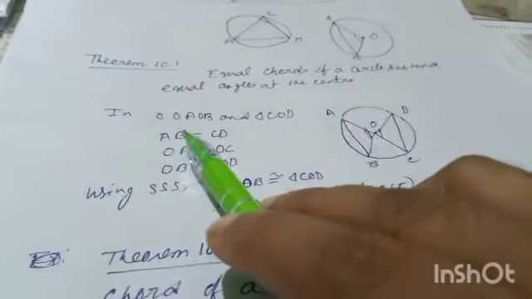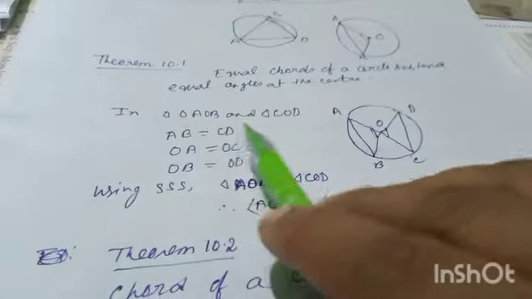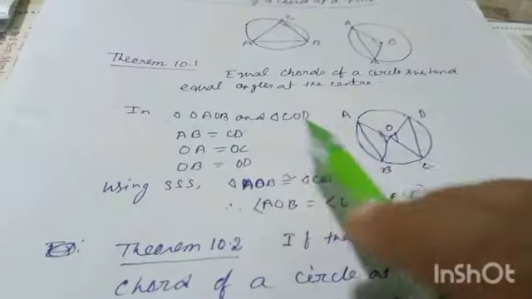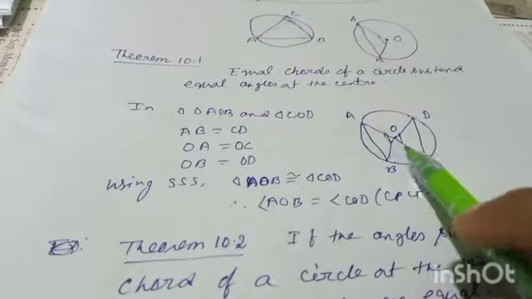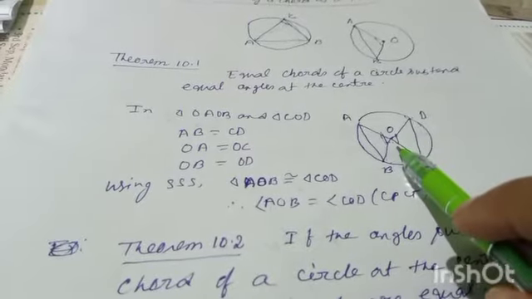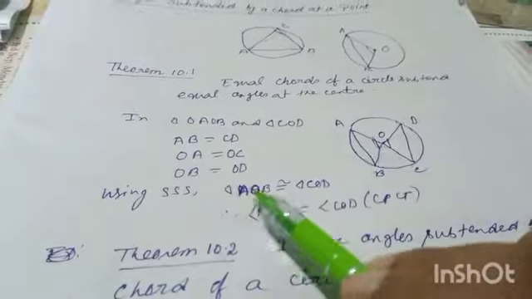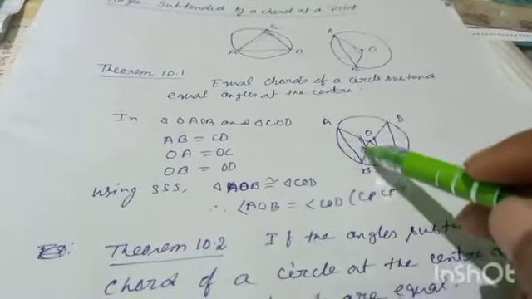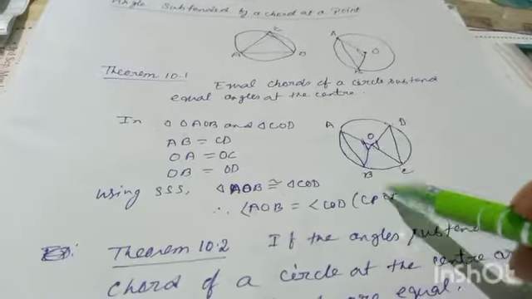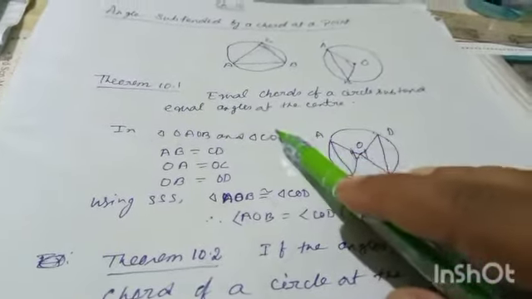You can prove it by using congruence criteria. Take triangle AOB and triangle COD. AB is equal to CD, given as equal chords, and OA is equal to OC because they are radii of the same circle. Also OB is equal to OD, same radius. So using SSS, triangle AOB is congruent to triangle COD. If these two triangles are congruent, then these angles are equal by CPCT: angle AOB is equal to angle COD. So we got the proof of this theorem.